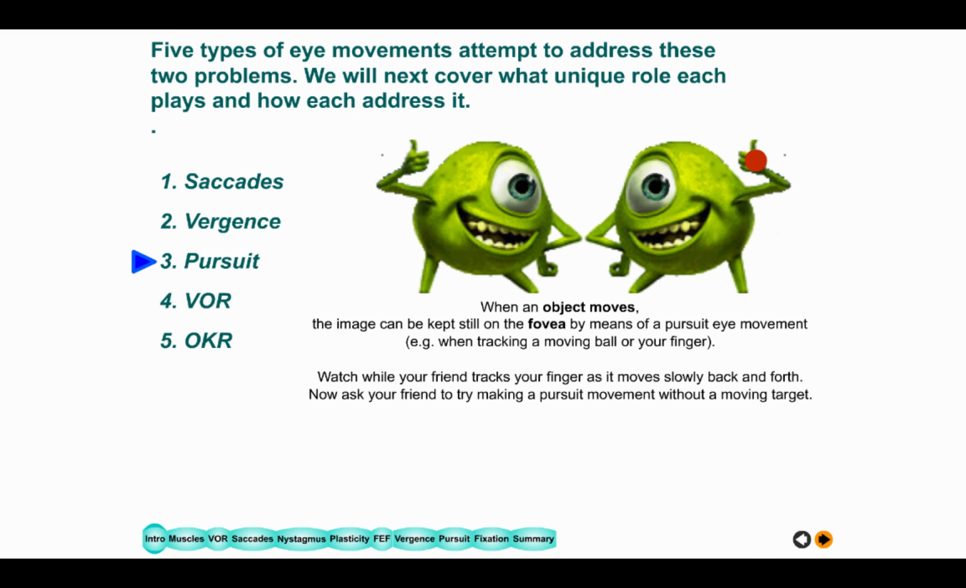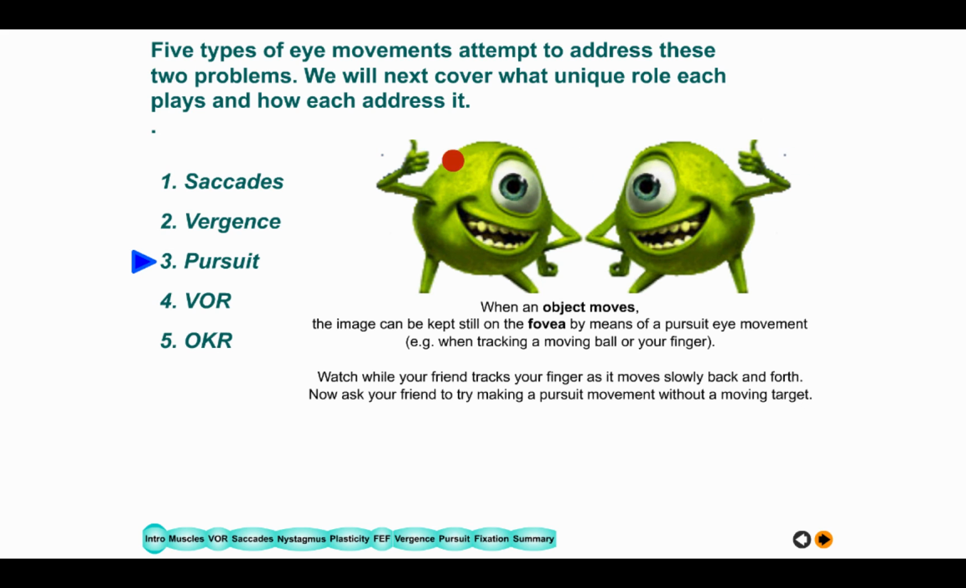Now we'll do pursuit eye movements. For that, what you do is have some person track a finger back and forth in front of their eyes and look at their eyes as they're moving it. Okay, try that. Don't move it too quickly. You don't want to make it too difficult.